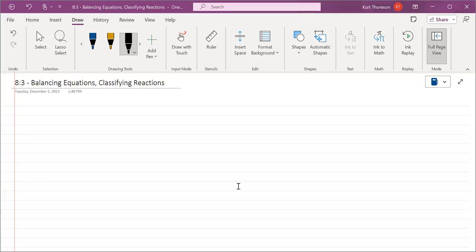Okay, today we're going to do Unit 8, Lesson 3, balancing equations and incorporating that into classifying reactions. There are 5 different types of reactions, and the first type is called a synthesis reaction. Synthesis means to build or to create.